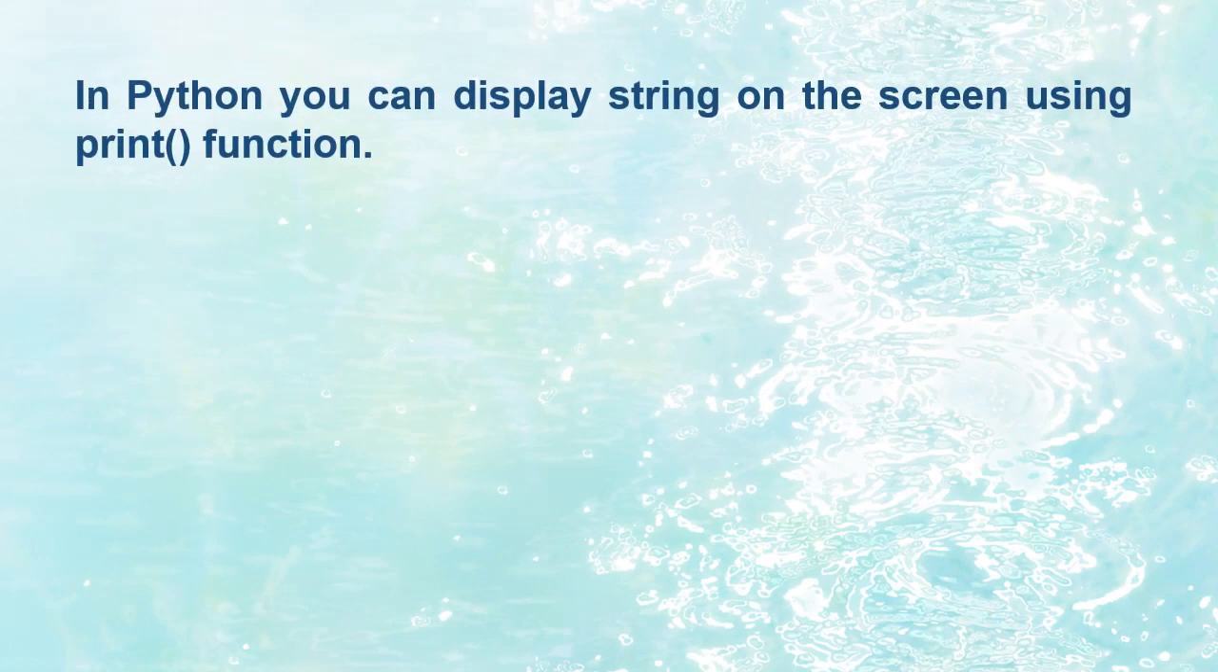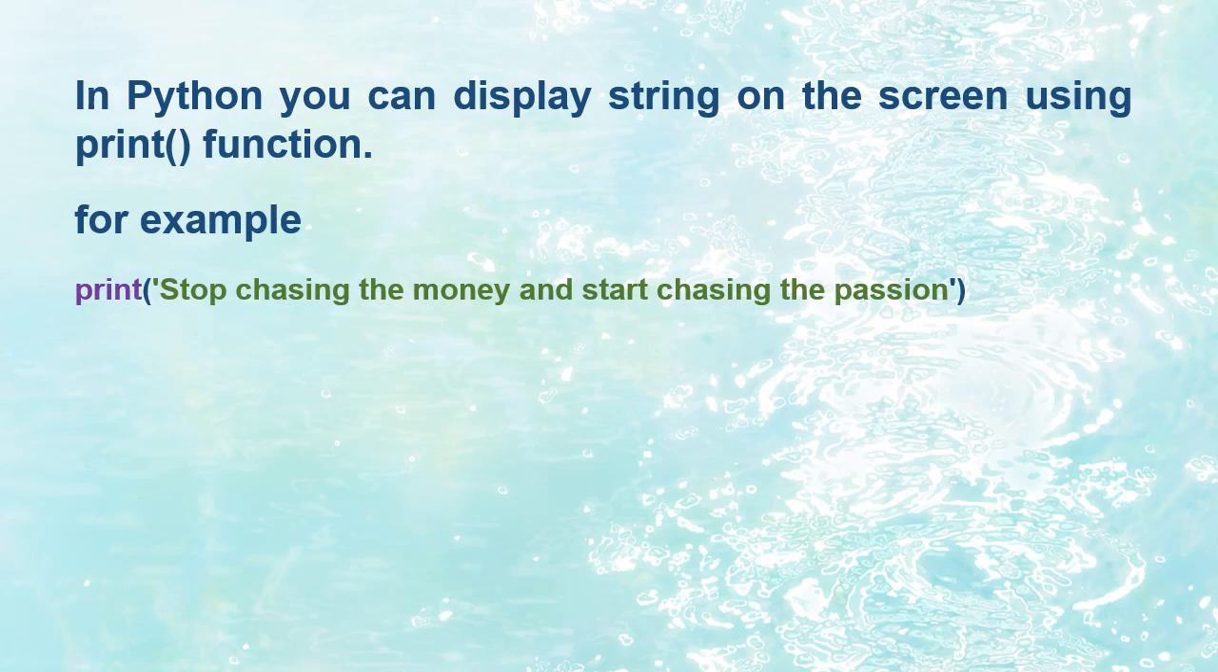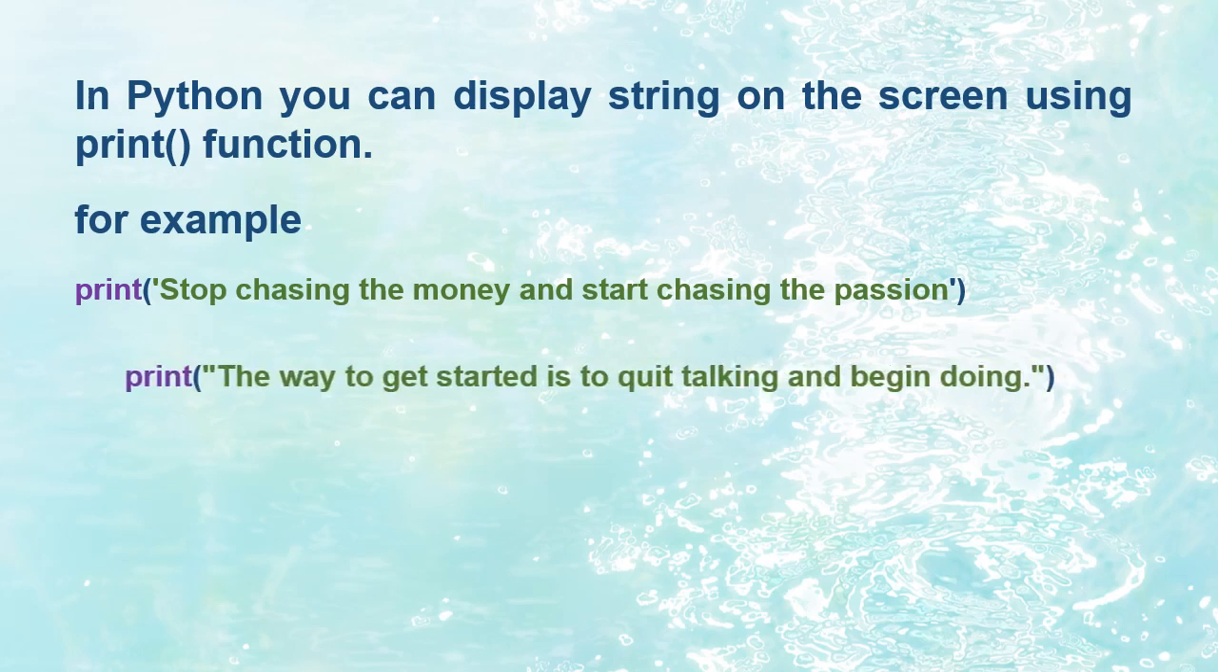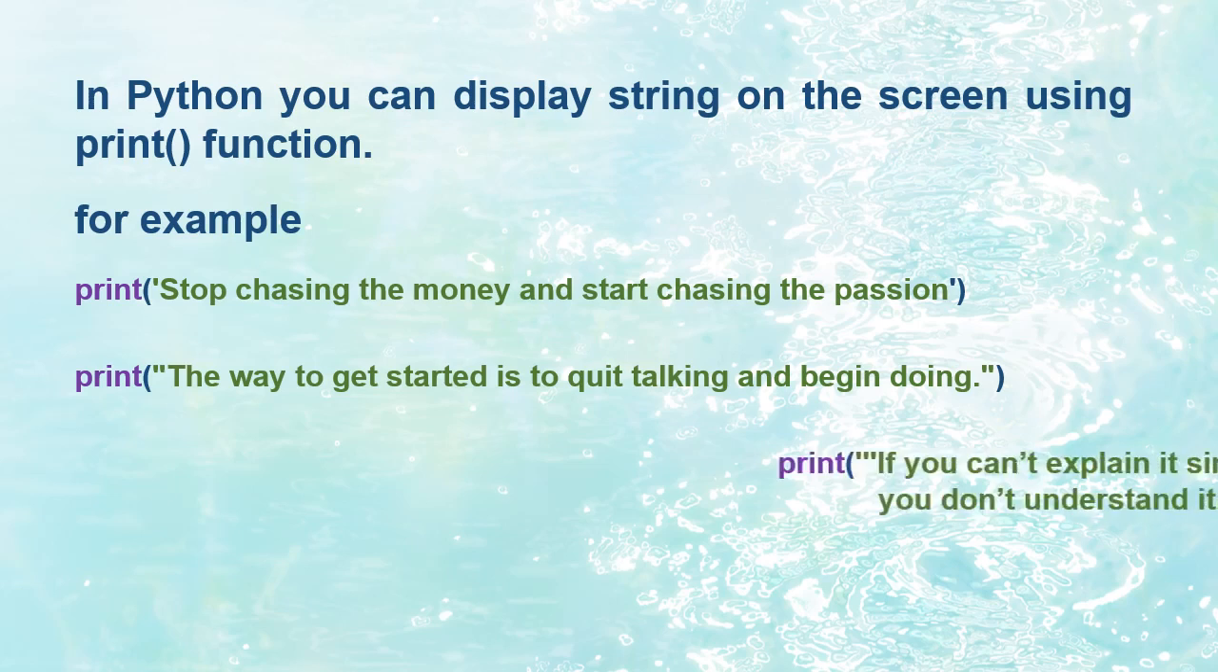In Python, you can display a string on the screen using the print function. For example, print "Stop chasing the money and start chasing the passion." This string is enclosed in single quote. In this example, "The way to get started is to quit talking and begin doing." This string is enclosed in double quotes.